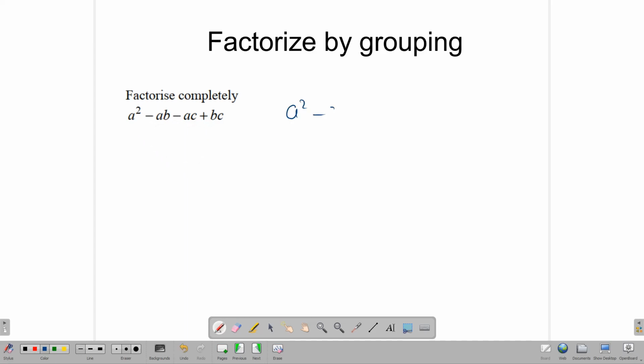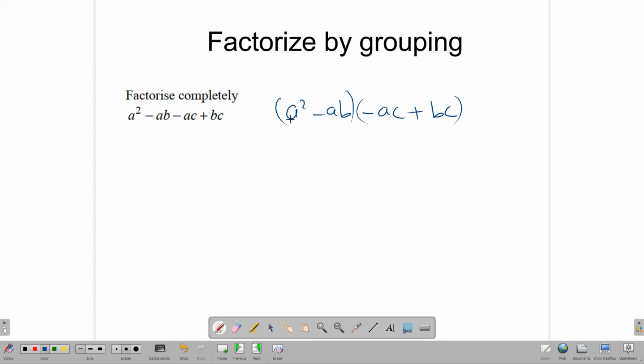a squared minus ab minus ac plus bc. Now what is common? These two have a in common, so we can keep these two together, and these two have c in common. We can keep those two together. Sometimes you may have to move them around, but in this case, they're nice and well arranged. So we just go ahead and factor them.